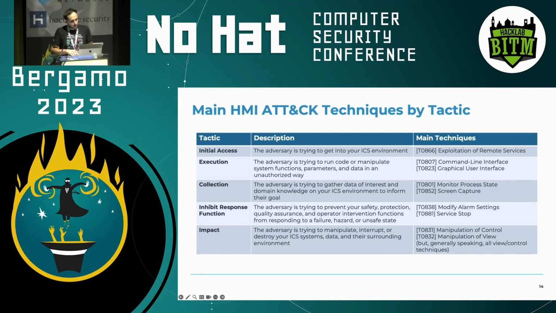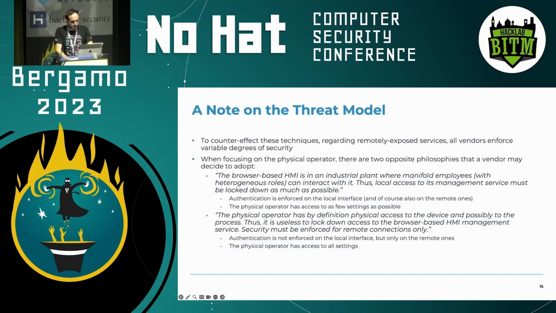As for the inhibition of response function, yeah, I can do some kind of modification of allowed settings or service stopping, but for sure, the two main techniques that an attacker is going to apply against an HMI are the manipulation of control and the manipulation of view. We're going to see examples of almost all of these techniques in our attack demo. And to counter these techniques, regarding remotely exposed services, all vendors enforce, let's say, a variable degree of security.